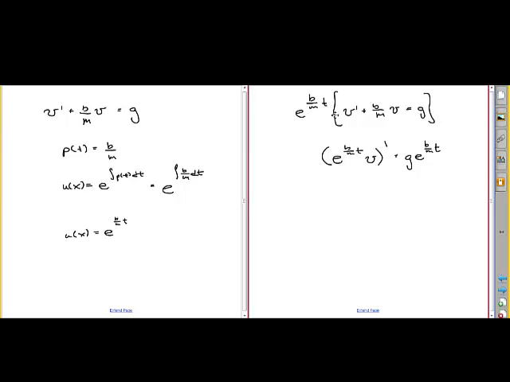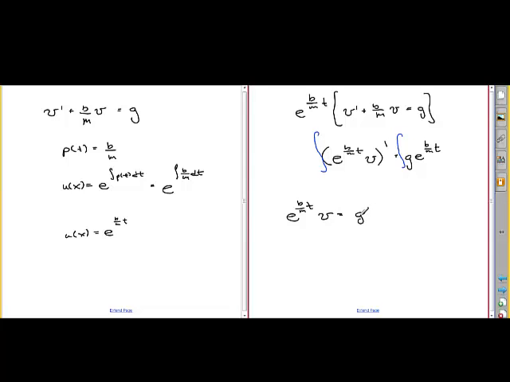So the whole purpose of the integrating factor is to allow you to take these two terms, one that involves a derivative, one that involves just a function, and collapse them together. So when you integrate both sides, the left-hand side just becomes e to the b over m times t times v. So the integral of something primed is just that something.